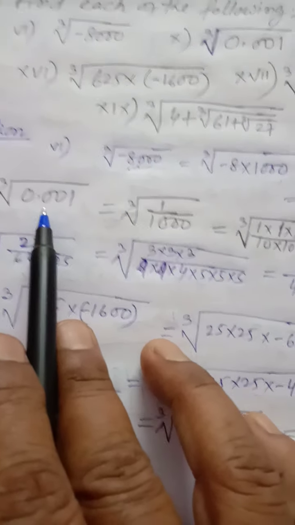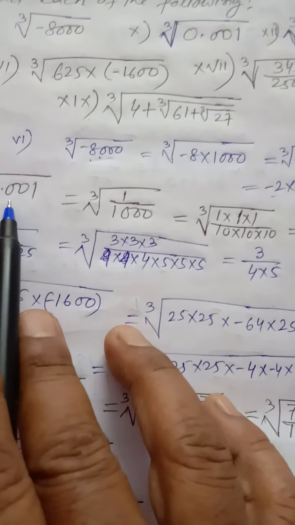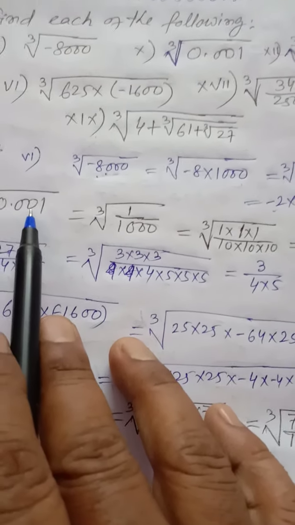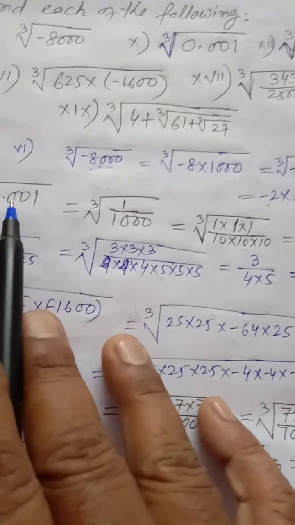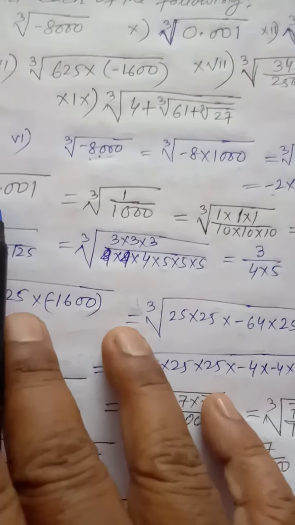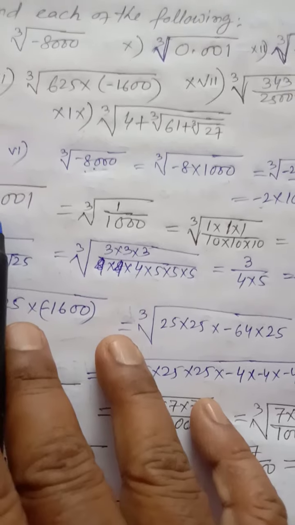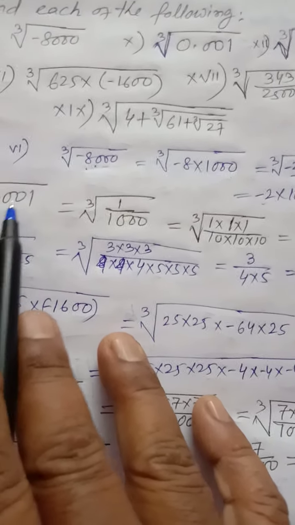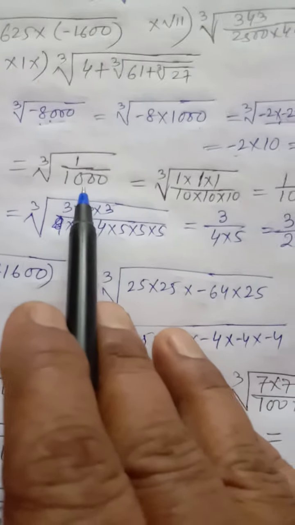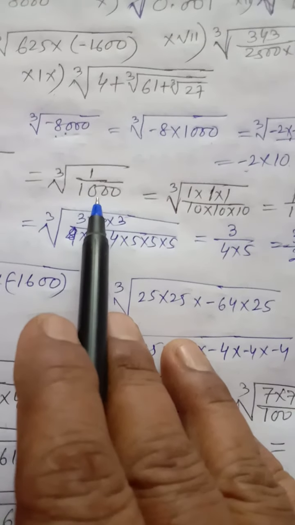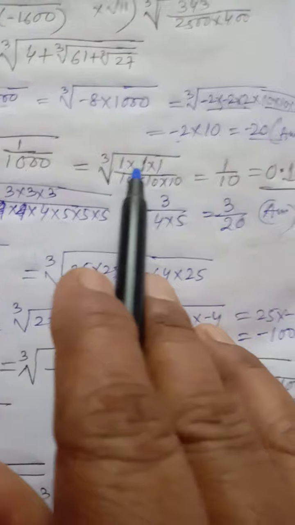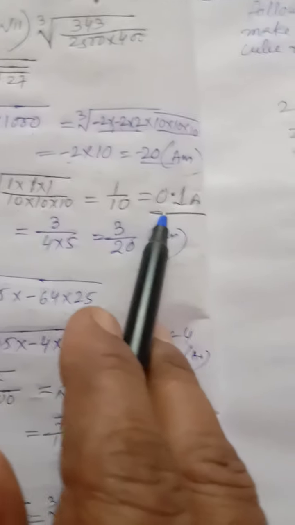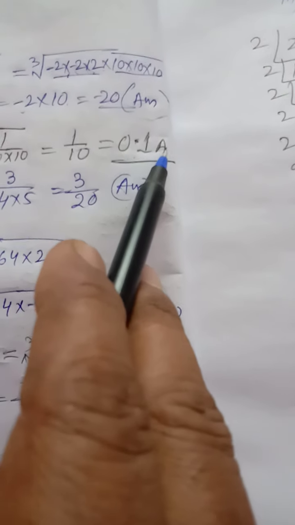When you get a decimal, you can convert it into a fraction. For a decimal fraction, the denominator will always be 10 or a power of 10. A cube will always have a 3-digit decimal number. So this is 1 by 1000. 1000 is the cube value of 10, you know that. So 1 into 1 into 1 is the cube value of 1 itself, and 10. So 1 by 10, which is equal to 0.1, will be the answer.